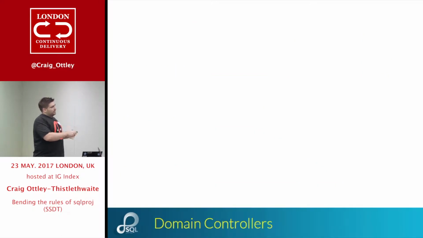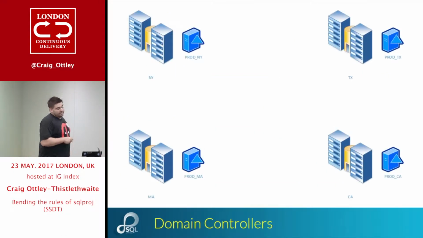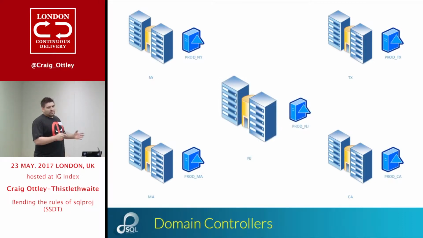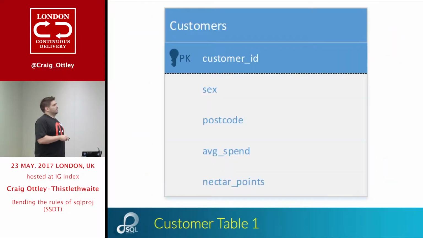So we had all these different multiple data centers, and we also had different domain controllers. So you imagine you're on your domain. We had production New York, Texas, Massachusetts, and California. And there were some nuances around that as well, because we had to move it into the New Jersey data center, which was on a different domain. So this is part of the scenario.